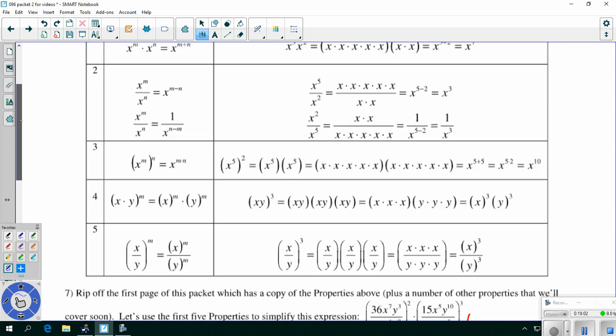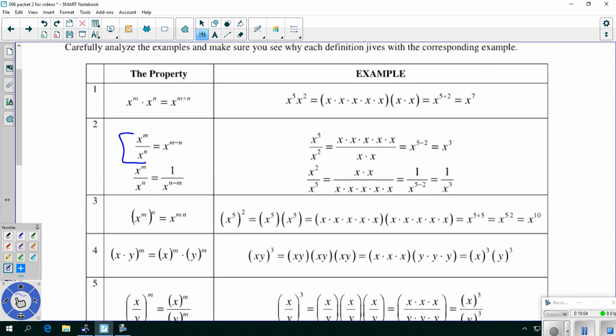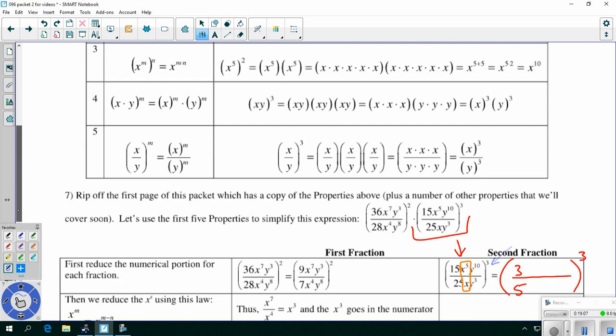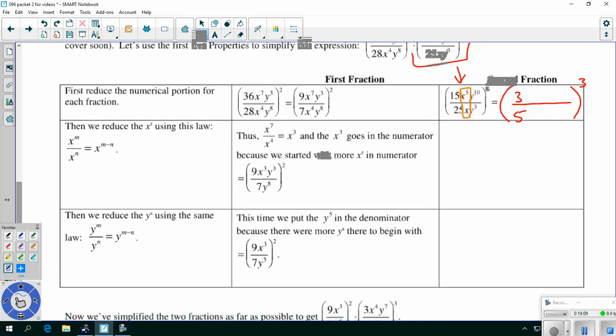X to the 5th over x is property number 2. It's this one right here. And this is our subtraction property. And so we're going to subtract the exponents. And so we've got x to the 5th on top and x on the bottom. We need to bring in the invisible 1 that's on that x on the bottom so that we can subtract. 5 minus 1 is 4. I know I'm going to have x to the 4th somewhere, but remember, you got to put the x's where there were more of them. X to the 5th was on top. There were more x's up there. We only had a single x downstairs, but 5 x's up on the top. So when I put my x to the 4th, I put it right there on top.